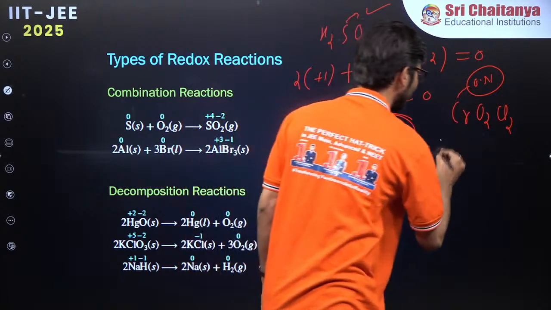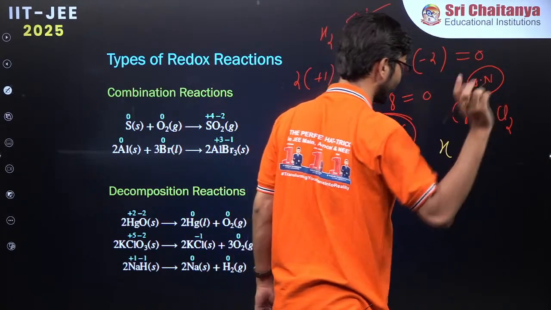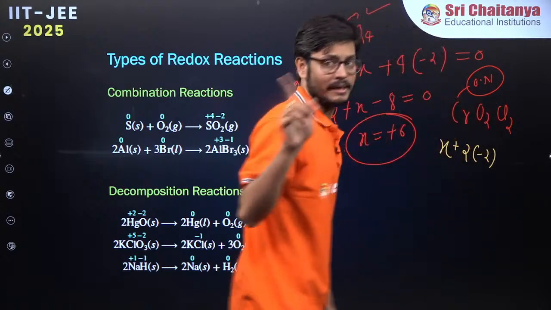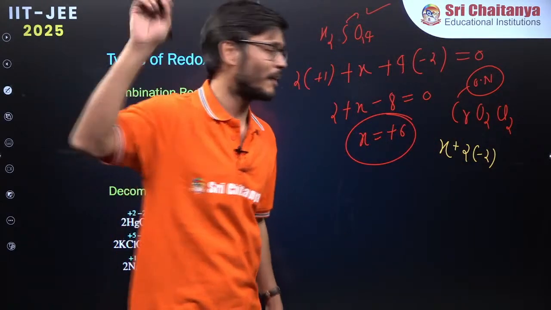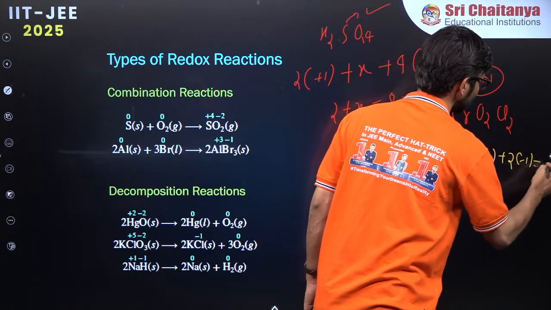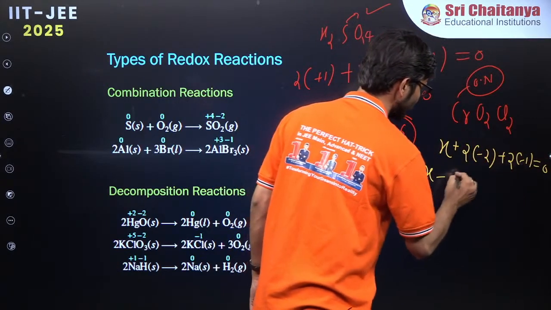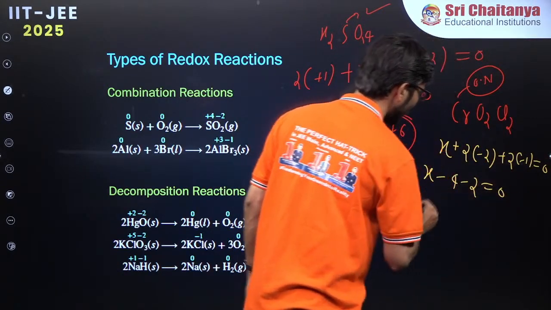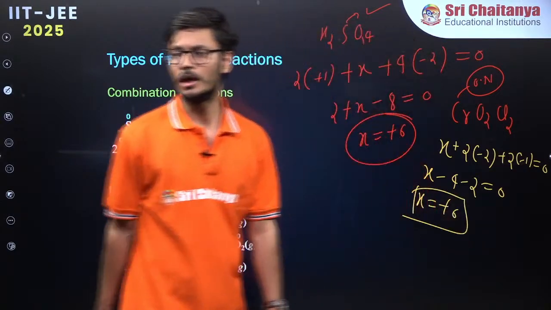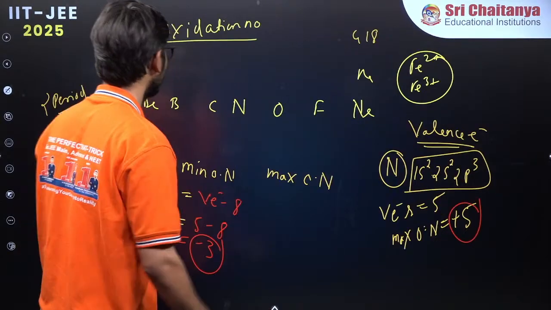So chromium is X, oxygen contains -2 charge, so +2 into -2. Chlorine contains -1; all the halides contain -1. So +2 into -1. Total charge equal to 0. So X minus 4 minus 2 is equal to 0. X is equal to +6. Okay, give me this one.